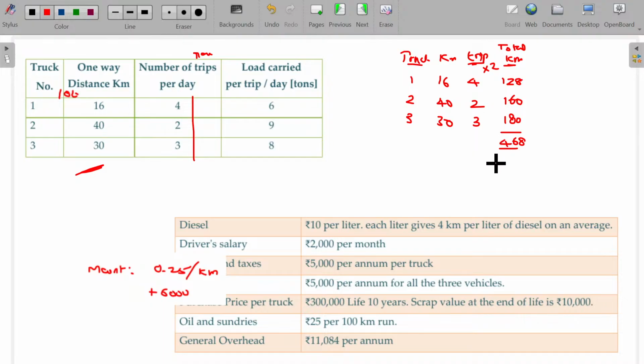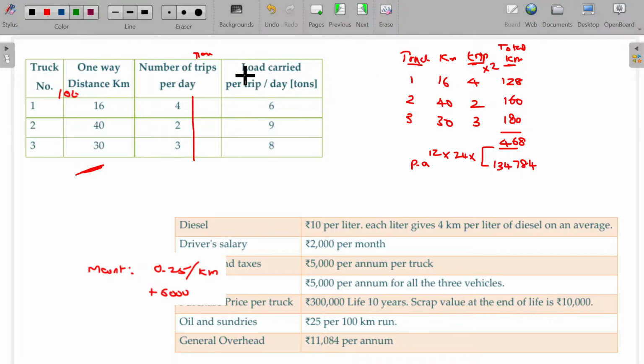Per day. So you have to calculate per annum also. What about the kilometers per annum? You have to multiply by 24 days in a month into 12 months, because we have to calculate the cost per annum, no? So you have to get all the information on a per annum basis. 24 into 12 months: 1,34,784.